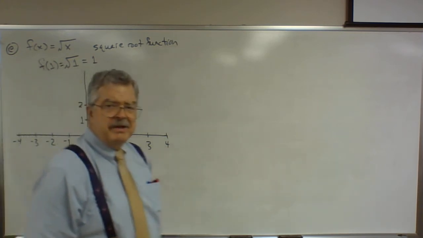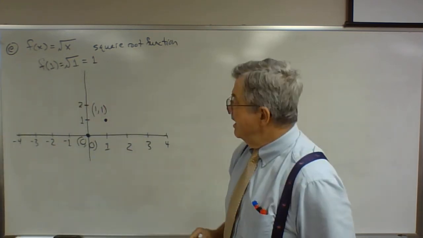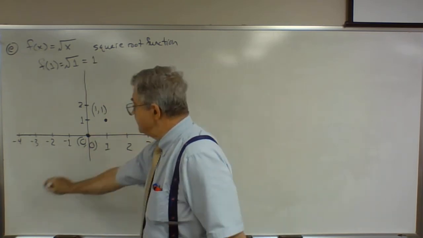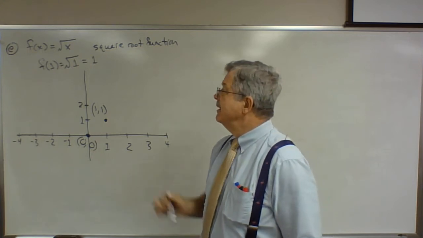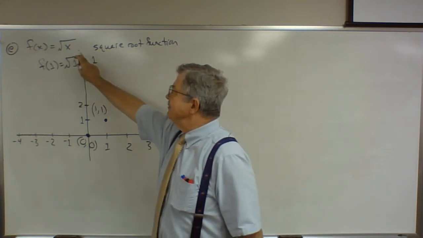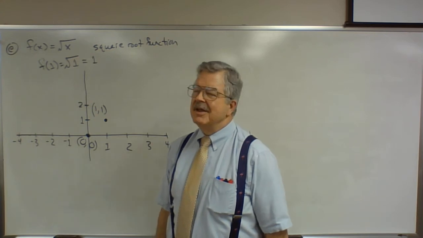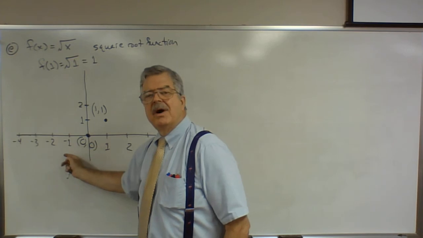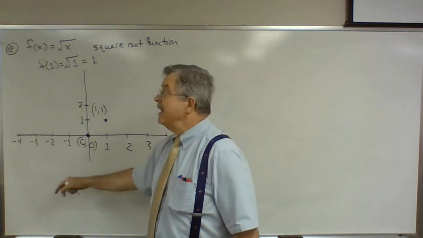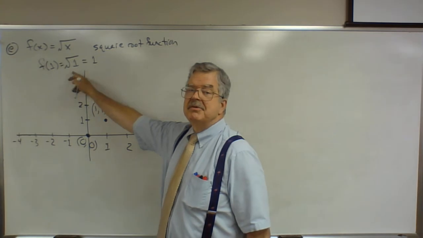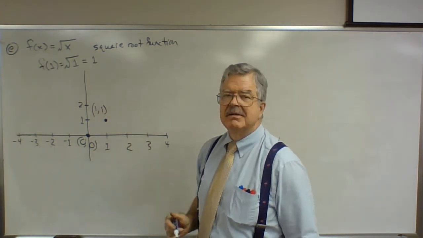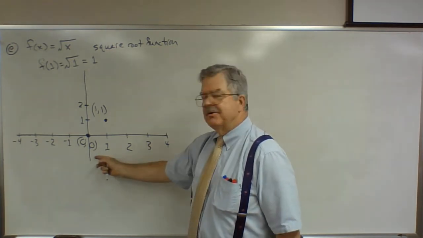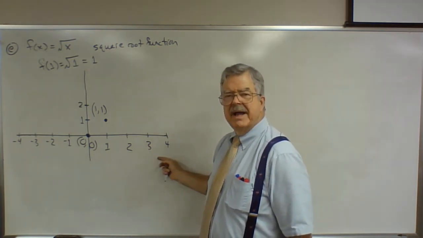Now I have 2 points here. And if the graph of this function is a line, I'm fine. I use these 2 points and zip, zip, I draw my line. But what if the graph of this function isn't a line? I think we need another point. None of these values to the left of the y-axis work because they're negative. And if we put a negative under the square root sign, we don't get a real number. So I'm going to take a number to the right of the y-axis.